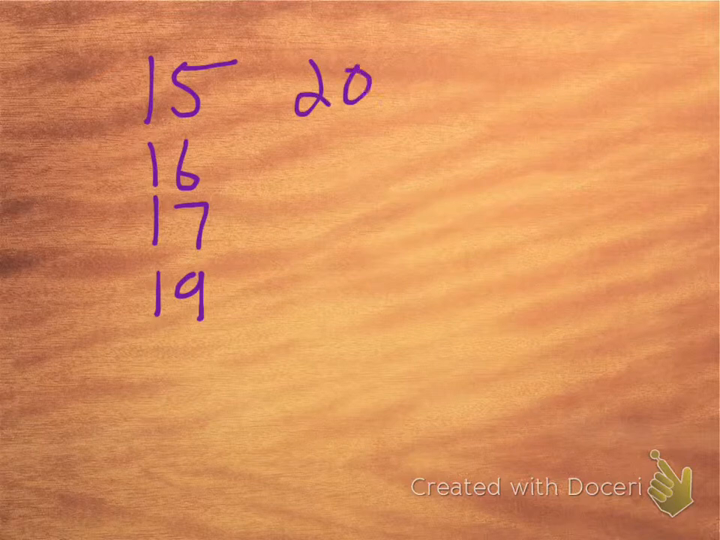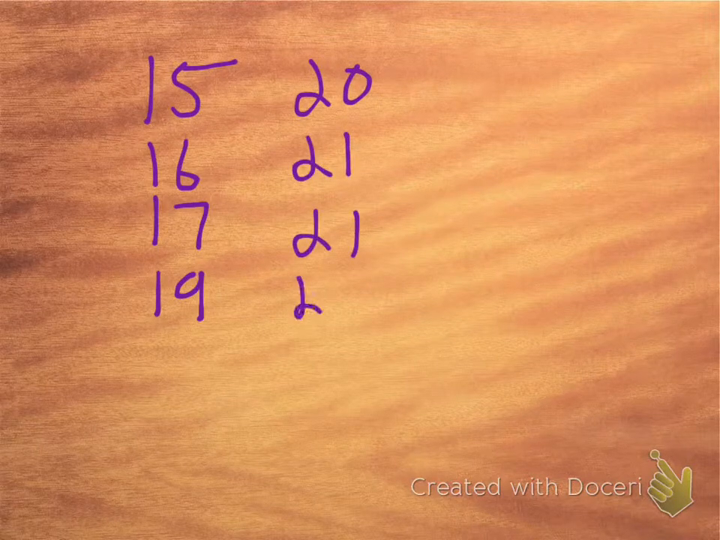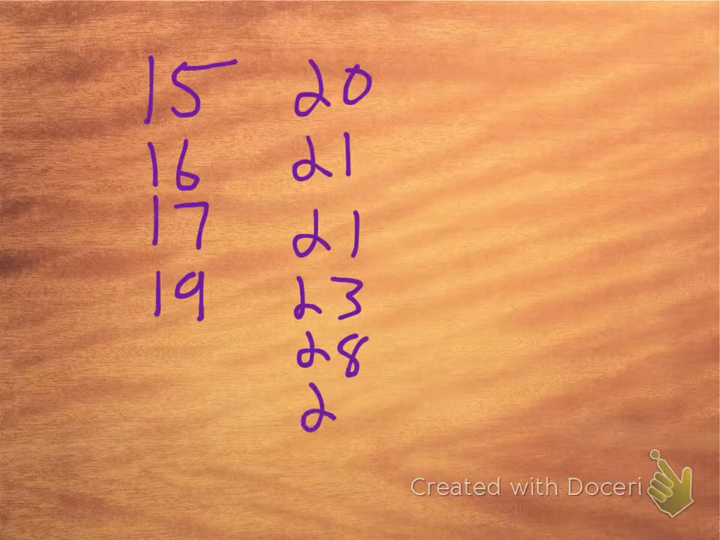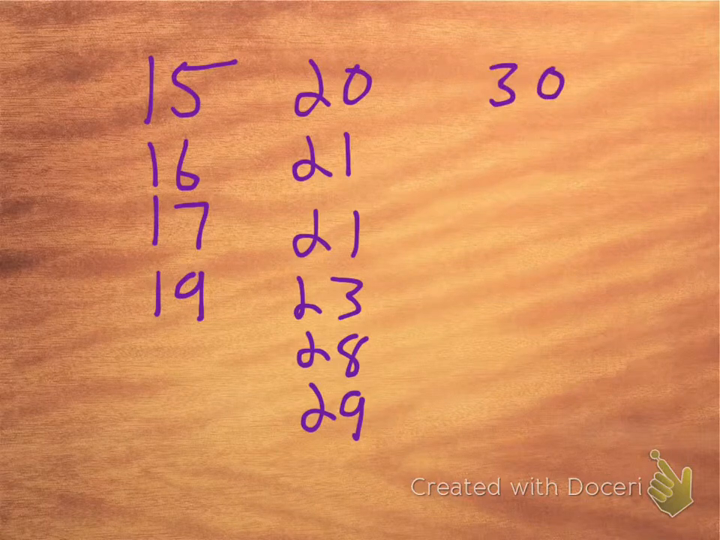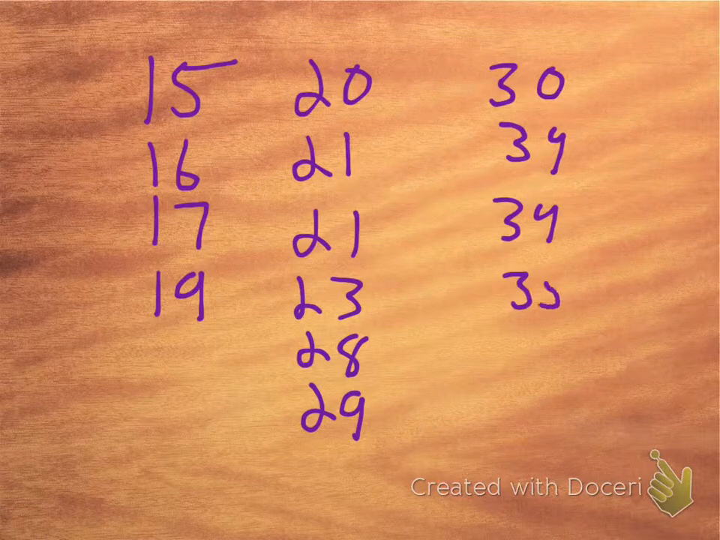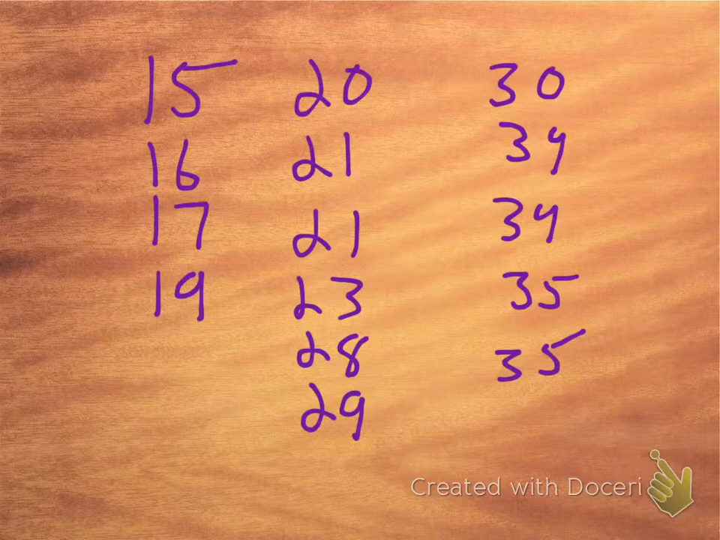16, 17, and 19. Then I've got 20, 21, 21, 23, 28, and 29. And then I've got 30, 34, 34, 35, and 35. Now this is the data set from the stem and leaf plot.